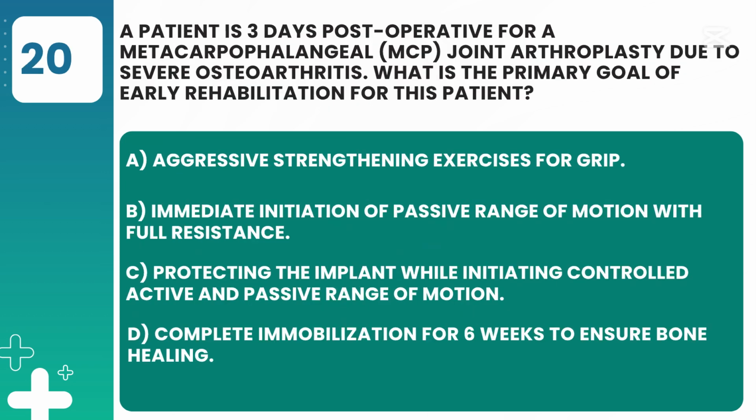Question 20. A patient is 3 days postoperative for a metacarpophalangeal (MCP) joint arthroplasty due to severe osteoarthritis. What is the primary goal of early rehabilitation for this patient? A. Aggressive strengthening exercises for grip. B. Immediate initiation of passive range of motion with full resistance. C. Protecting the implant while initiating controlled active and passive range of motion. D. Complete immobilization for 6 weeks to ensure bone healing.